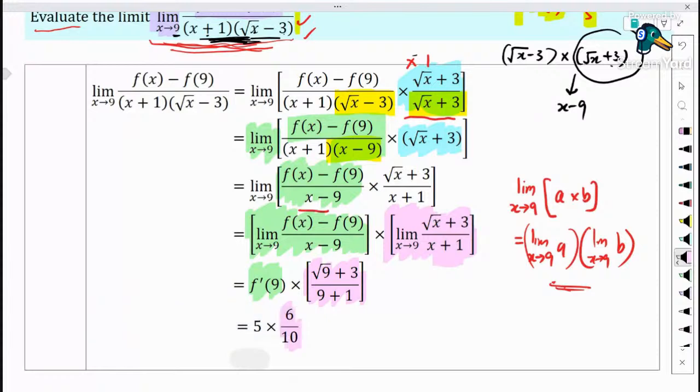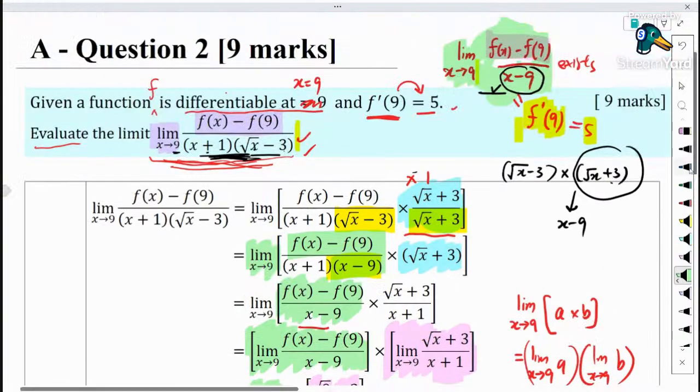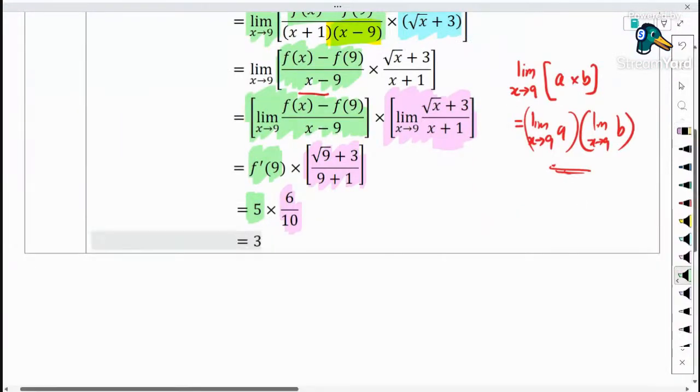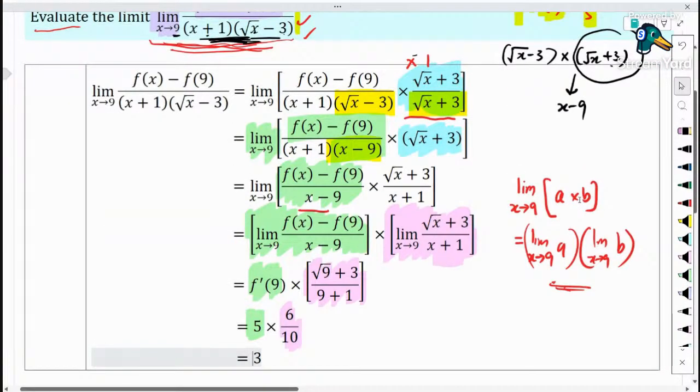This one is the one highlighted in red. The other one is the part that we substitute from f prime 9 equals 5. Again, check back, f prime 9 equals 5 is given in the question. Therefore, I have the answer here, which equals 3. So this is the full solution that we have. So we try to relate with the information from the differentiability in order to solve and find the value of the limit.